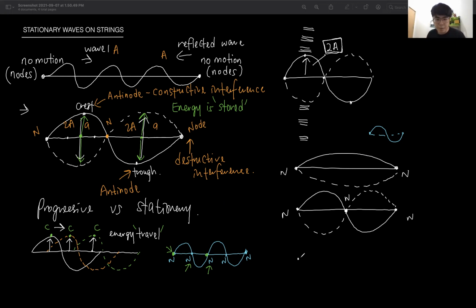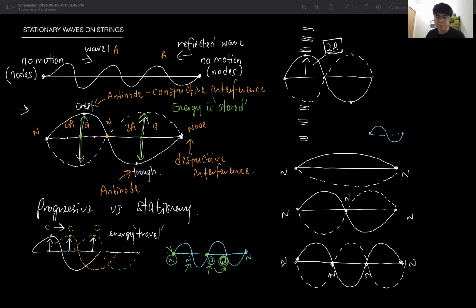Okay, what is the next pattern? Then you go up again. I'm at here, so I go to the next node, this one. How many waves can fit between the first node and the current node? This is 1.5. So I draw the string 1.5 waves, like this. How many nodes have been created? 2 in the middle, plus the 2 at the ends.